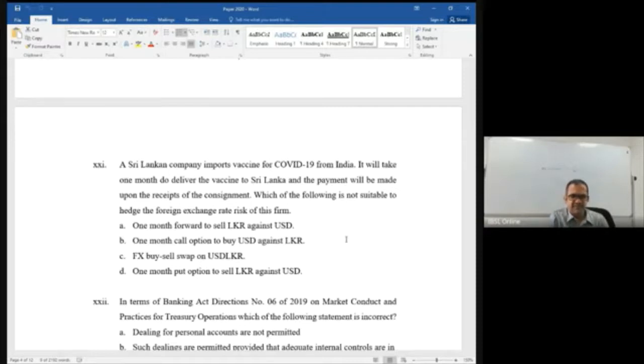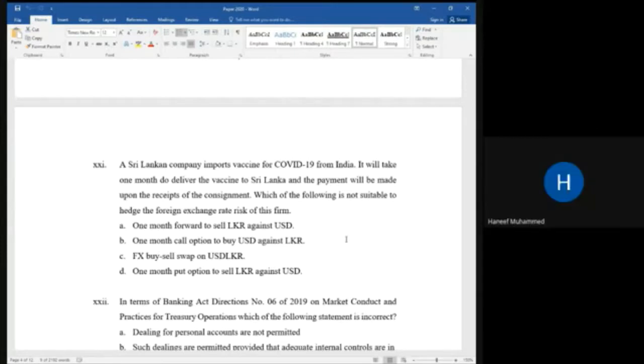Okay, if that is the risk, out of these 4 options, which one is not suitable to hedge that risk? So identify the suitable ones, and the remaining one is the not suitable one. 1 month forward to sell LKR against USD. Is it okay to enter into a transaction to sell rupees against dollars in 1 month's time? Not a good idea, no? Why?